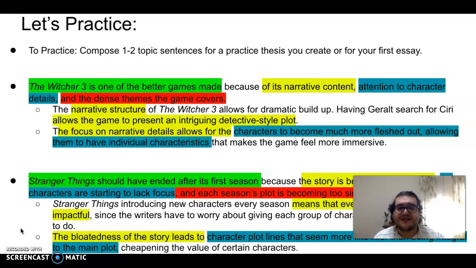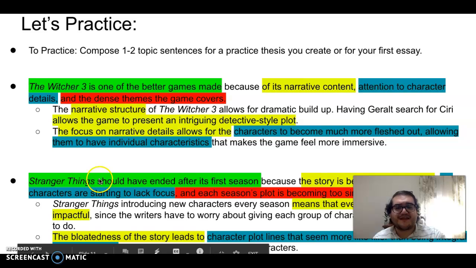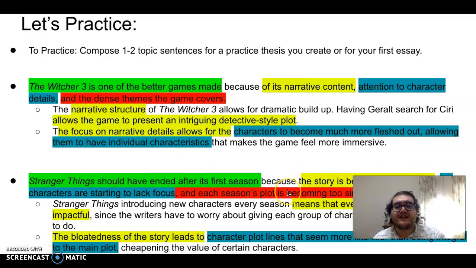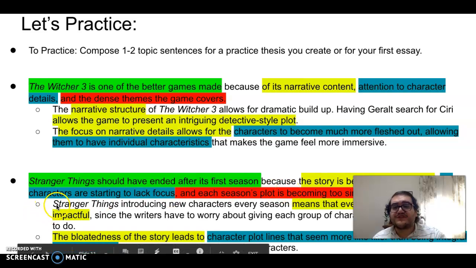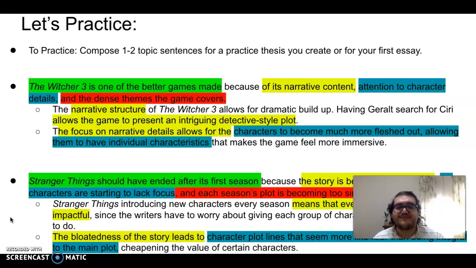Stranger Things should have ended after its first season because the story is becoming too bloated. The characters are starting to lack focus, and each season's plot is becoming too similar. So again, the light green is my claim, the yellow is reason A, the blue is reason B, and the red is reason C. Let's look at my first topic sentence. Stranger Things introducing new characters every season means that every subplot will not be impactful, since the writers have to worry about giving each group of characters something intriguing to do.